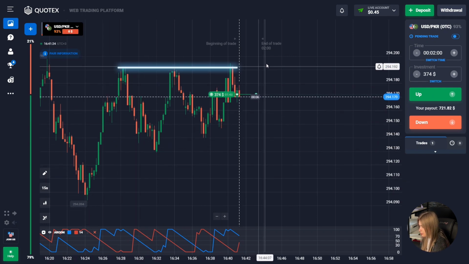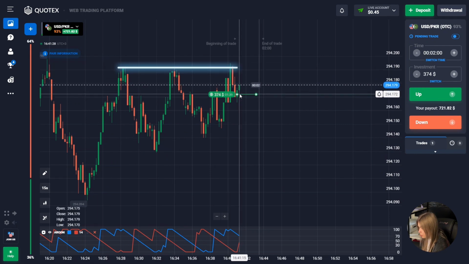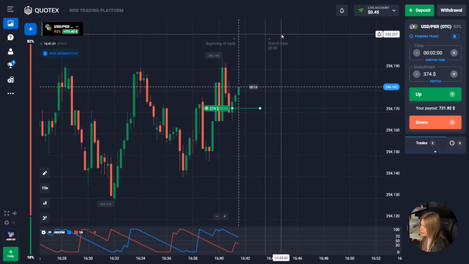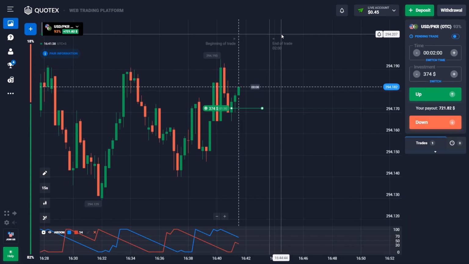Also, as you can see, the price has already entered this zone several times. Therefore, I think that now it is more likely that the price will try to break through this level again and go higher, and let's see how our deal will close.